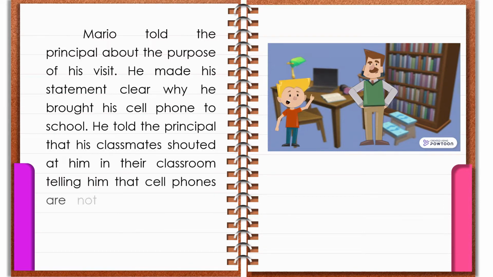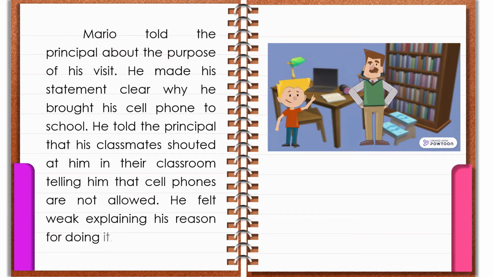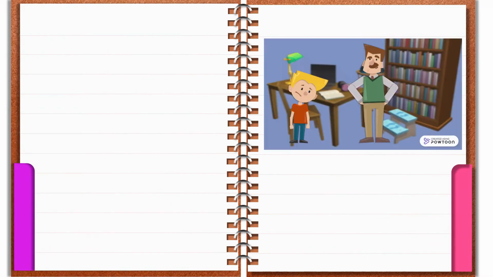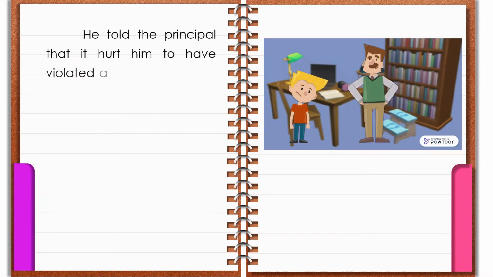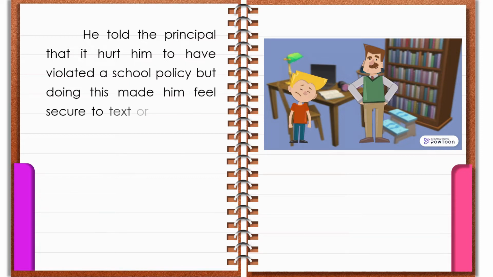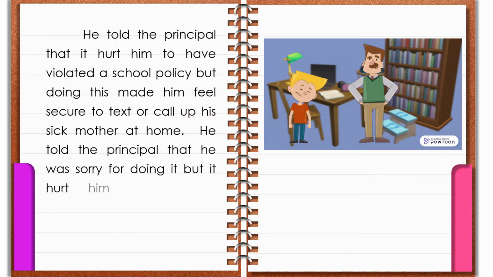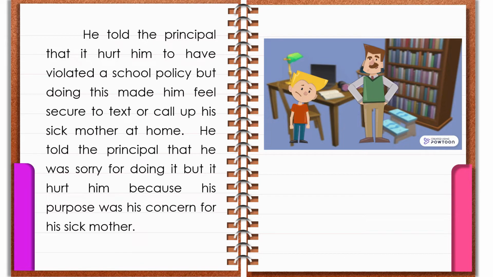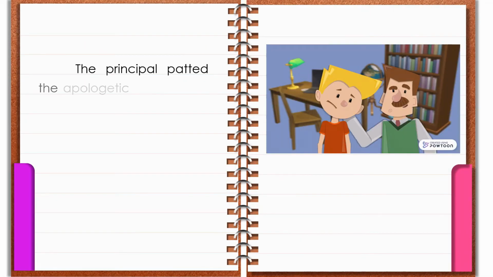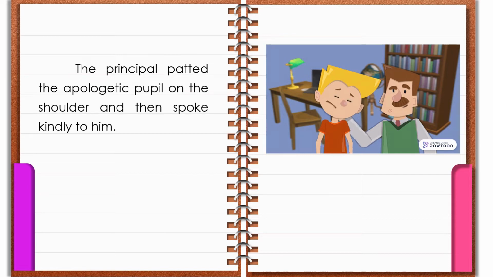He made his statement clear why he brought his cell phone to school. He told the principal that his classmates shouted at him in their classroom telling him that cell phones are not allowed. He felt weak explaining his reason for doing it. He told the principal that it hurt him to have violated a school policy, but doing this made him feel secure to text or call up his sick mother at home. He told the principal that he was sorry for doing it, but it hurt him because his purpose was his concern for his sick mother. The principal patted the apologetic pupil on the shoulder and then spoke kindly to him.